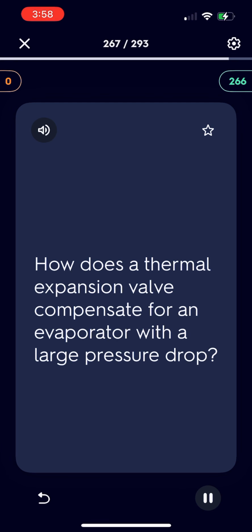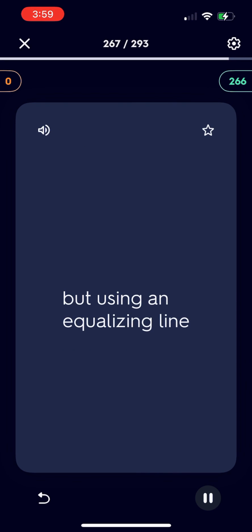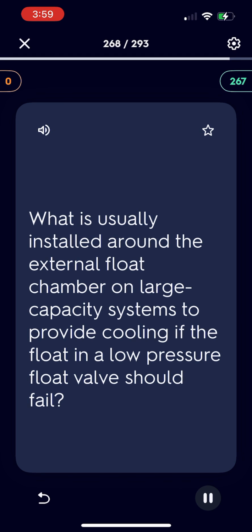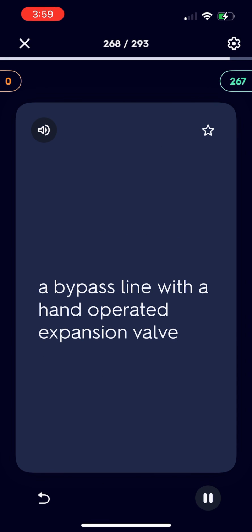How does a thermal expansion valve compensate for an evaporator with a large pressure drop? By using an equalizing line. What is usually installed around the external float chamber on large capacity systems to provide cooling if the float in a low pressure float valve should fail? A bypass line with a hand-operated expansion valve.